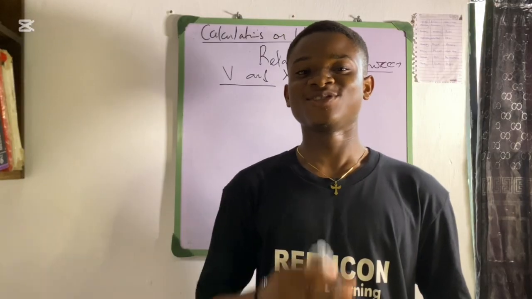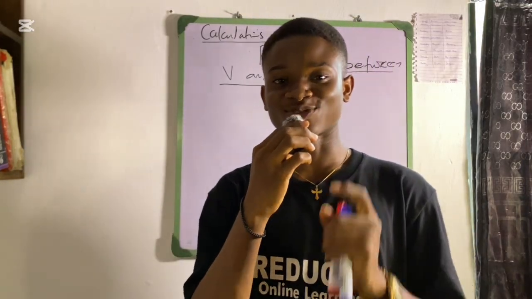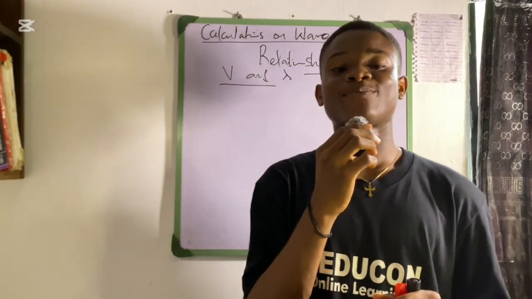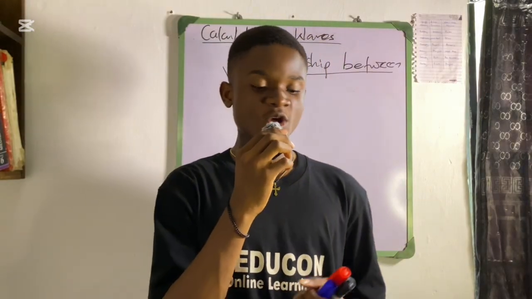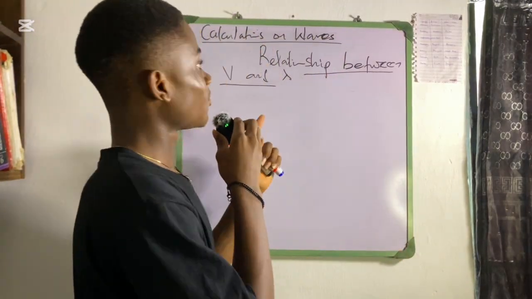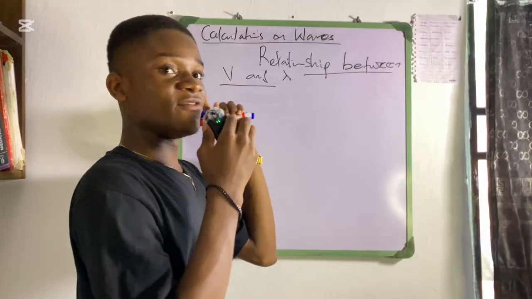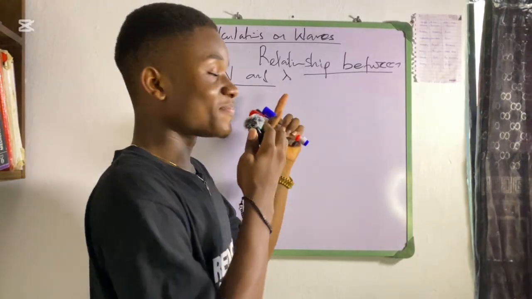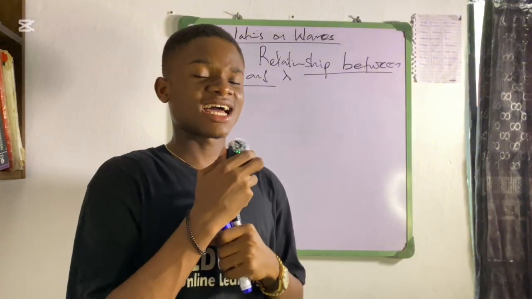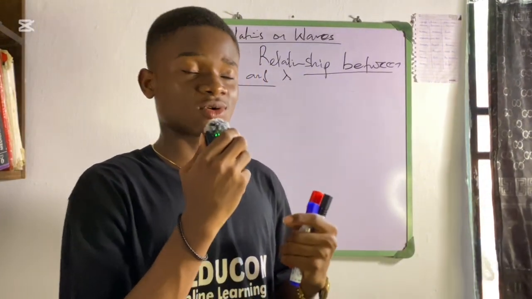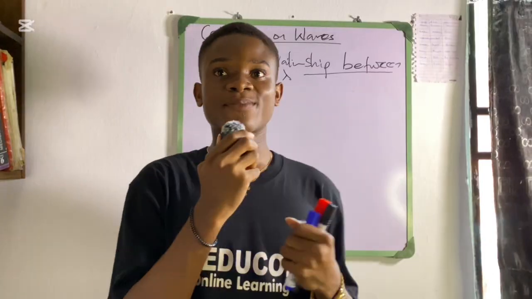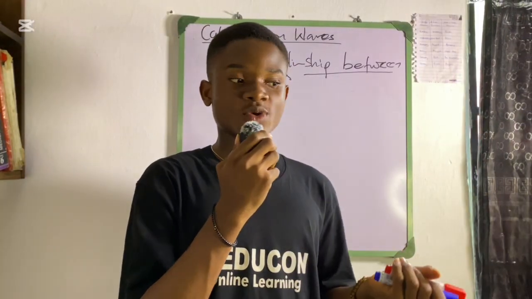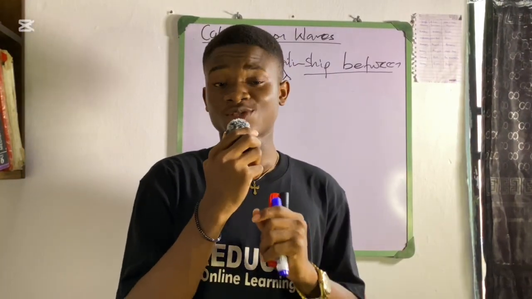Hello everybody, you're welcome to today's tutorials class, and we are still talking about waves. Today we'll be talking about the relationship between V and lambda. V is wave speed and lambda is wavelength. I guess that you have watched other tutorial videos on waves. I've talked about the introduction to waves and also talked about the properties of waves.